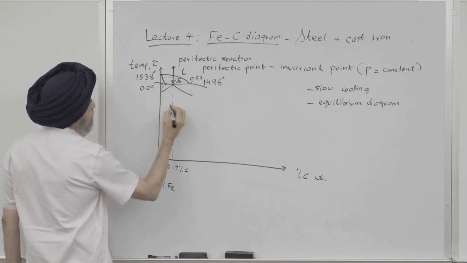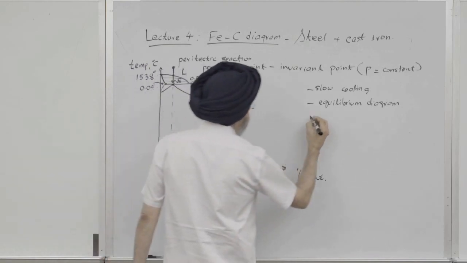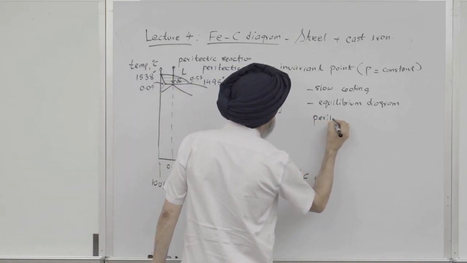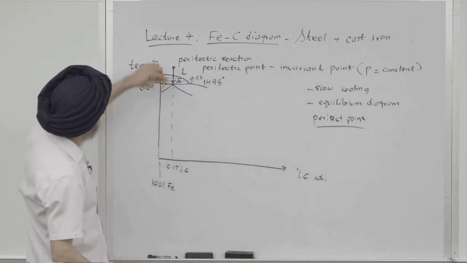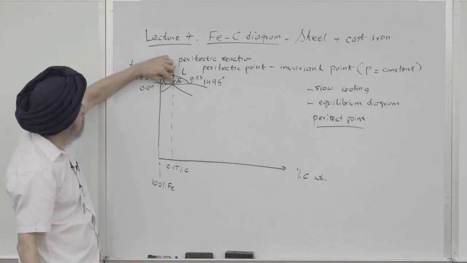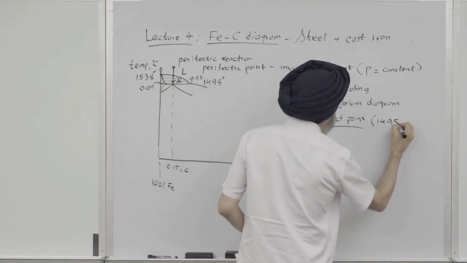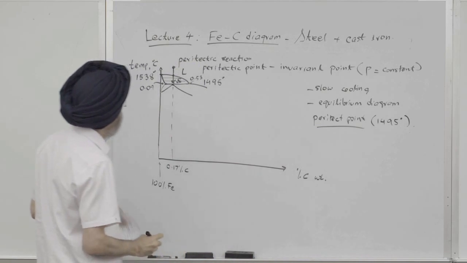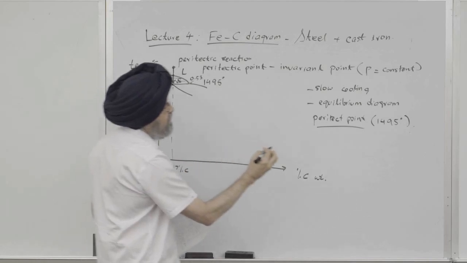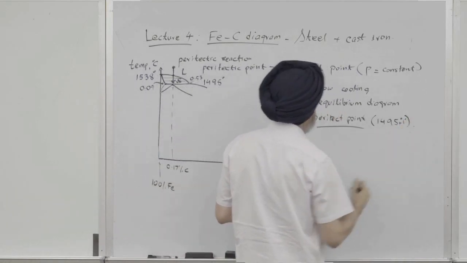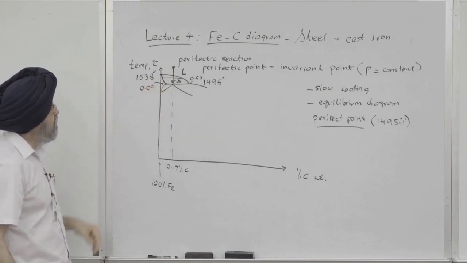When you get to the peritectic point, what I've done is I've started cooling from here, and I get down to this 1495 degrees centigrade. At that point, we can ask, how much liquid do we have? We're just above this temperature, let's say +1 degree. So if we are above this line, how much liquid do we have? How much delta do we have?